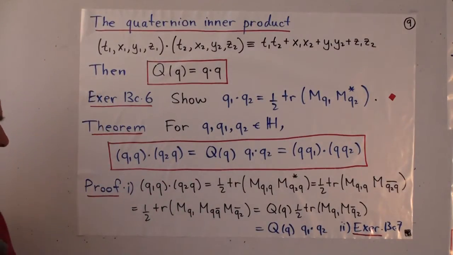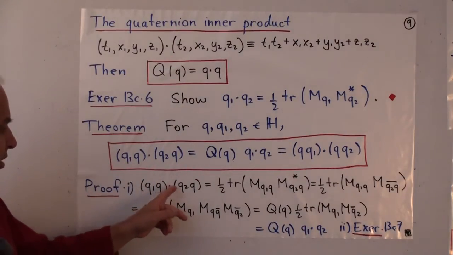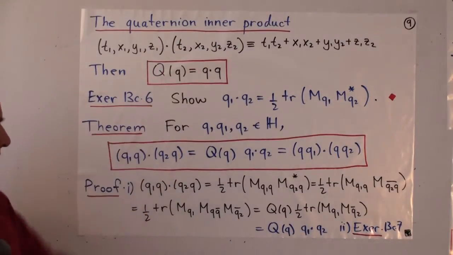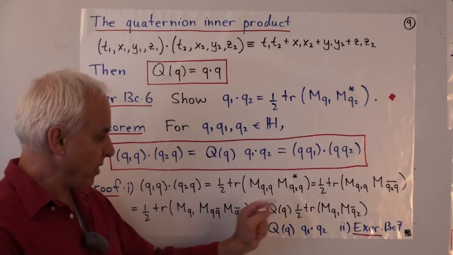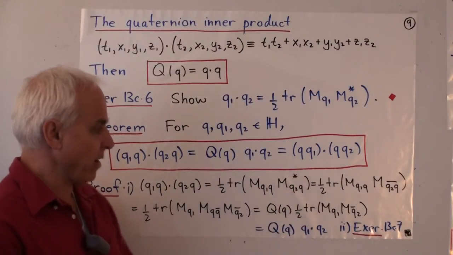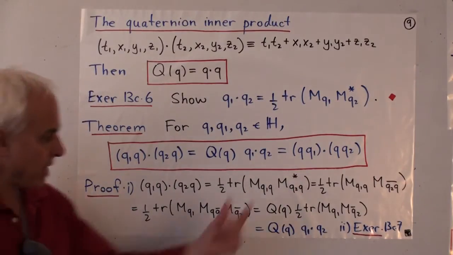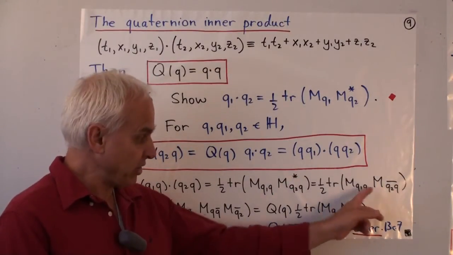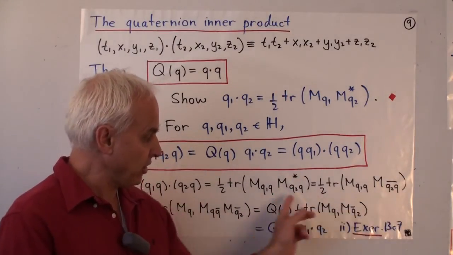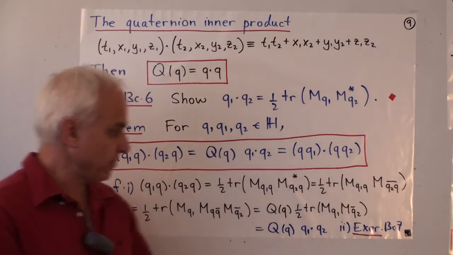Alright, so here's a proof, at least the proof of the first part here. If we take Q1Q dot Q2Q, and if we believe this exercise, then we can write it as one half trace of MQ1Q times MQ2Q star. Now this MQ2Q star is the matrix of the complex conjugate of Q2 times Q.